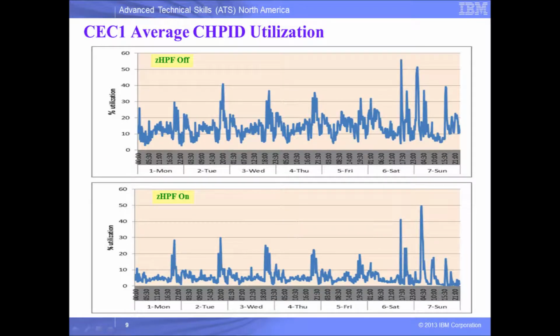This chart shows the average channel utilization of the 8-channel paths on CEC1 that are connected to the DS8870. The top chart shows the average channel utilization when zHPF is not active, and the bottom chart shows the utilization when zHPF is active. The x-axis is the day and time, and the y-axis is the percent channel utilization. Comparing these 2 charts, we can see that there is a significant channel utilization improvement when zHPF is on.